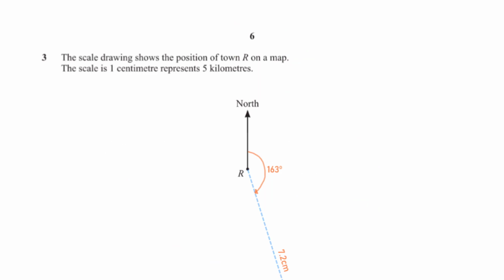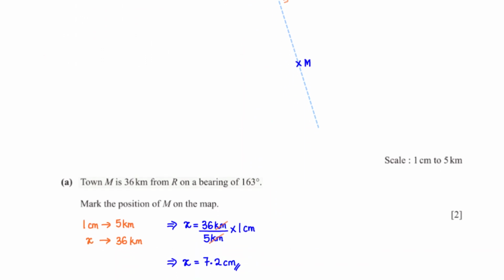The scale drawing shows the position of town R on a map. The scale is 1 centimeter represents 5 kilometers. Town M is 36 kilometers from R on a bearing of 163 degrees. Mark the position of M on the map.